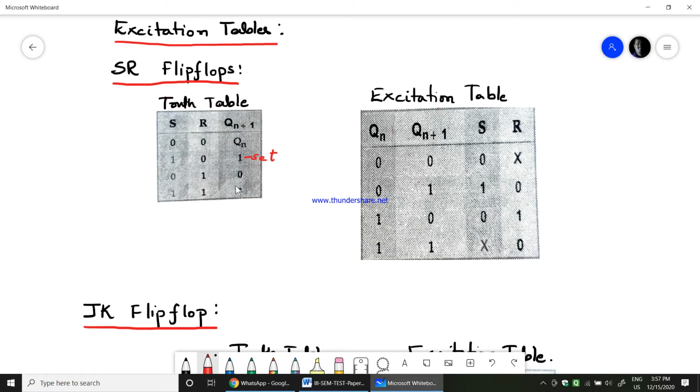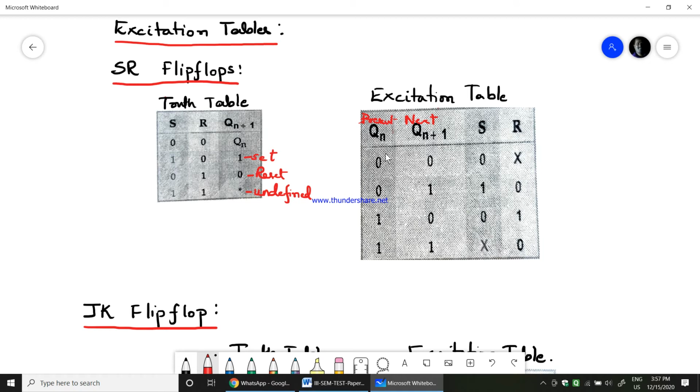When S and R is 0 1, it is a reset state. Where both S and R are 1, it is undefined. It is undefined, right? So with this knowledge of the truth table, let us see how to write the excitation table. Now, the excitation table will always be written with the present state, next state, and the values of S and R. How we get the transition from present state to next state is what the values of S and R will tell.